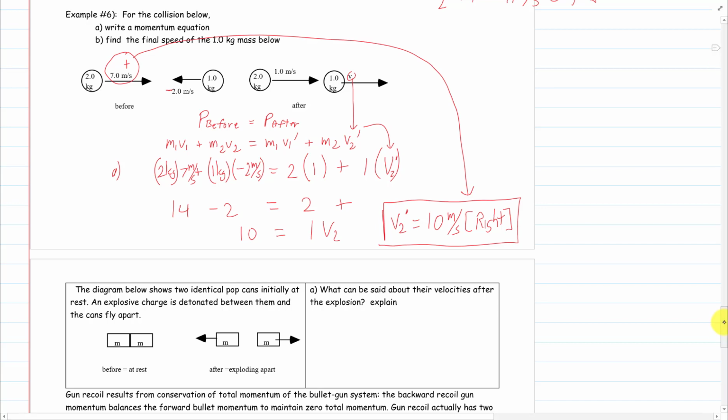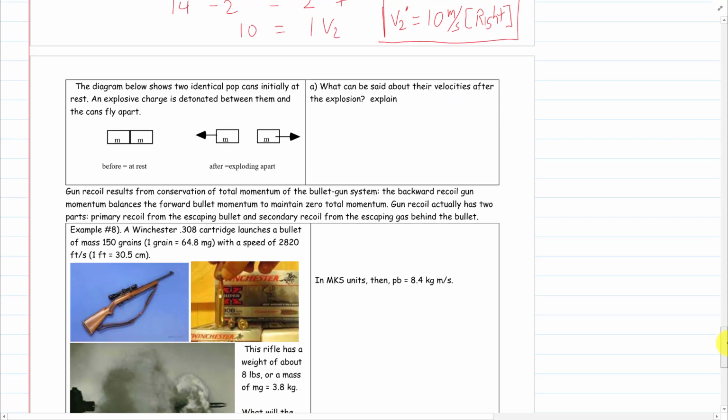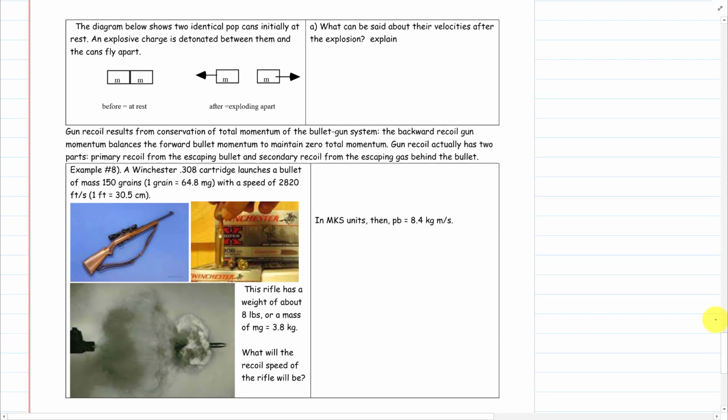We saw some videos back there about 3 minutes ago. And here it is. Let's take a look at it. The diagram below shows two identical pop cans initially at rest, and explosive charges detonated between them, and the cans fly apart. So this is beforehand. What's the momentum beforehand? Everything's at rest, so mv for each of these is 0. So the total momentum before is equal to 0. What's the momentum after? It also has to equal 0, because they have to be equal.